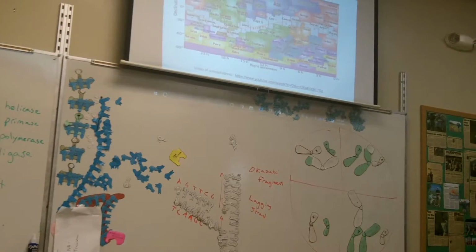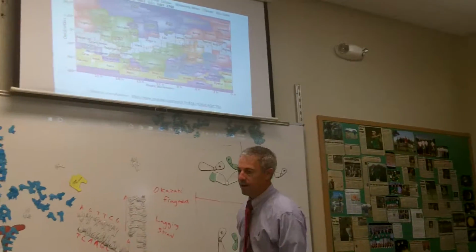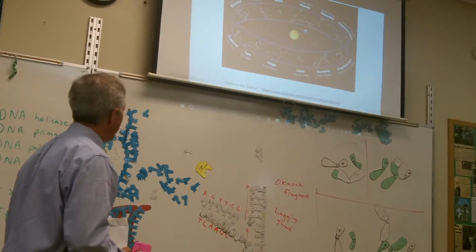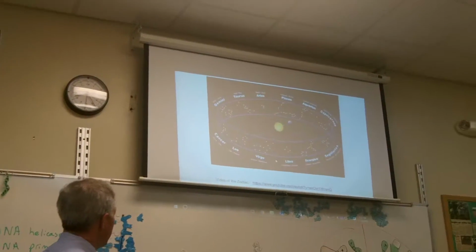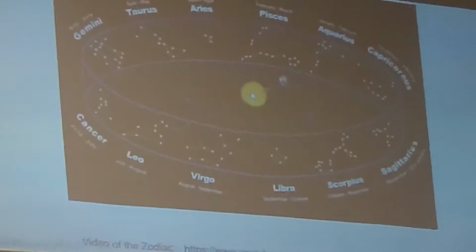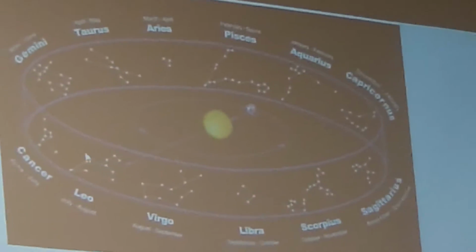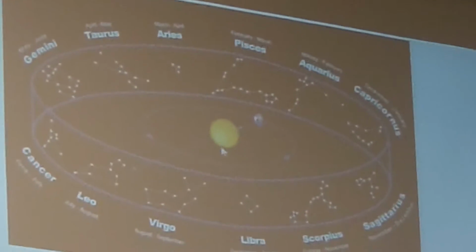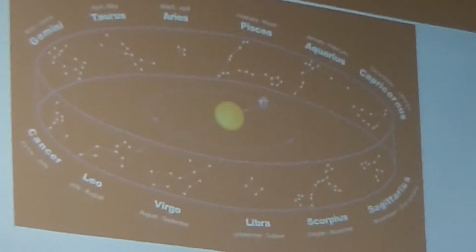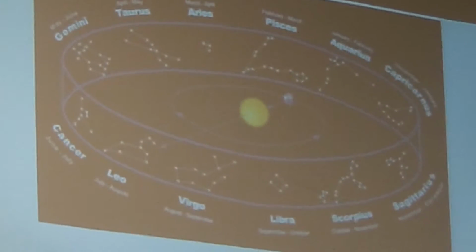We were interrupted yesterday by the fire drill. We were on constellations, and we were talking about the zodiac. So what the zodiac is, is the series of constellations that are in the ecliptic. You need to know what that word means, the ecliptic. Have you ever heard of that?